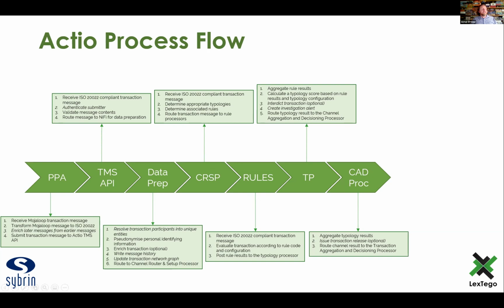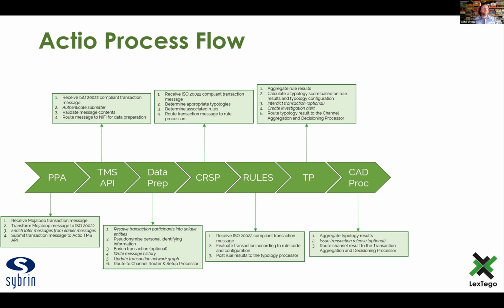And ultimately, when we do our channel routing and setup processing, we have a number of themes according to which we arrange specific typologies. So you may have fraud typologies, forex typologies, money laundering typologies. These are all arranged into segregated themes that we call channels. And once we have evaluated the typologies within those channels, we aggregate them into a channel result.